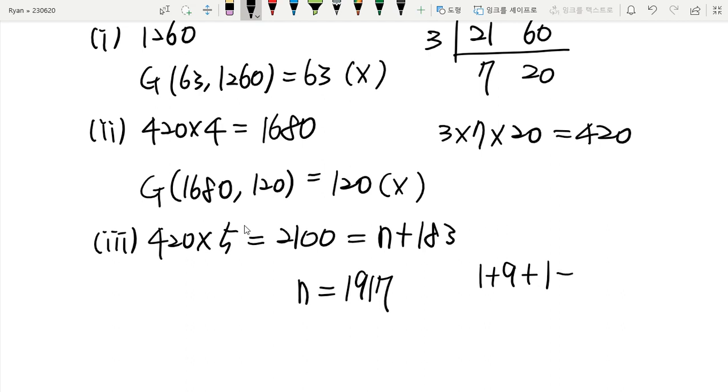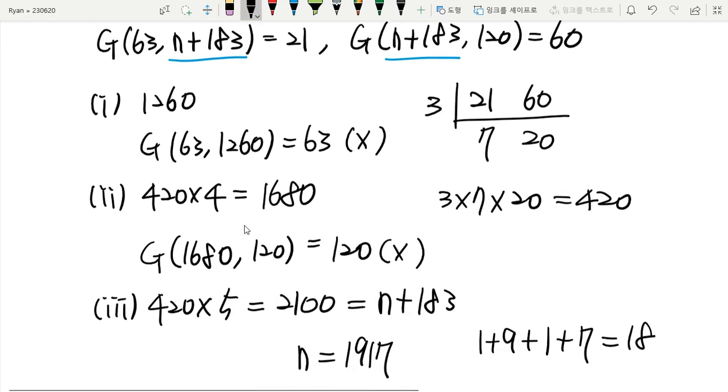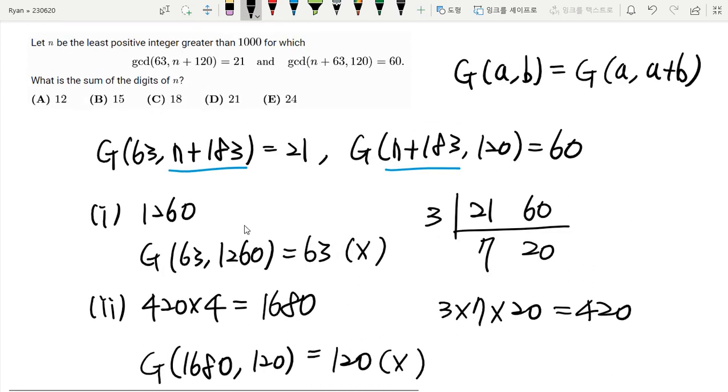When you add these four numbers, 28. Oh, it's 18. Am I right? 10 plus 8. Yeah, 18. Okay. So that's all right. So the answer is C.